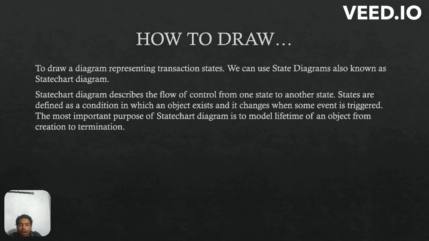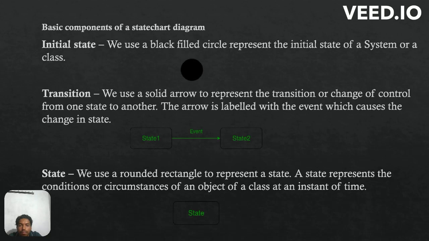States are defined as a condition in which an object exists, and it changes when some event is triggered. The most important purpose of a state chart diagram is to model the lifetime of an object from creation to termination. These are the basic components of a state chart diagram.